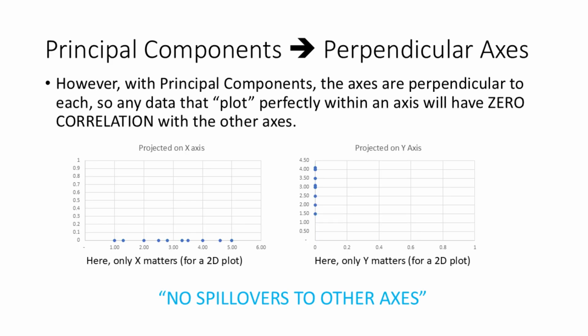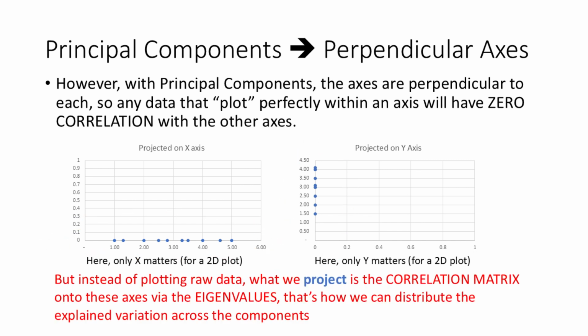With principal components, the axes are perpendicular to each other, so any data that plot perfectly within an axis will have zero correlations with the other axis, meaning there's no spillover to other axes. Now in this case, instead of plotting raw data, what we do is we project the correlation matrix onto this axis via the eigenvalues. That's how we can distribute the explained variation across the components.